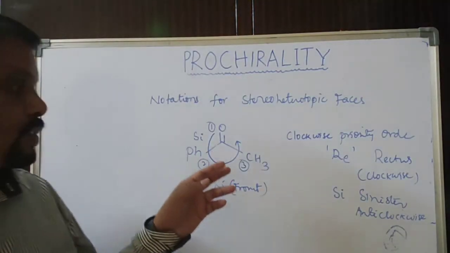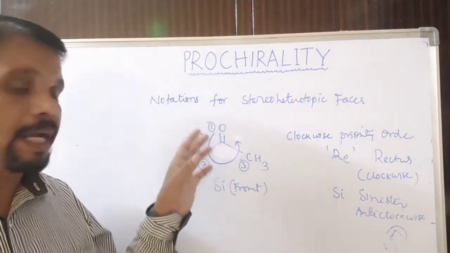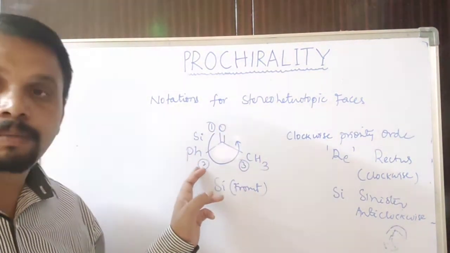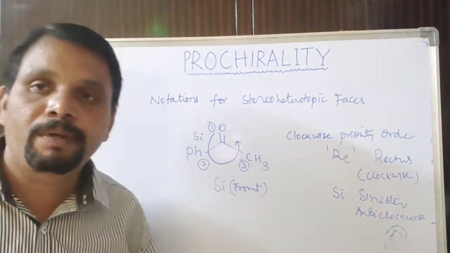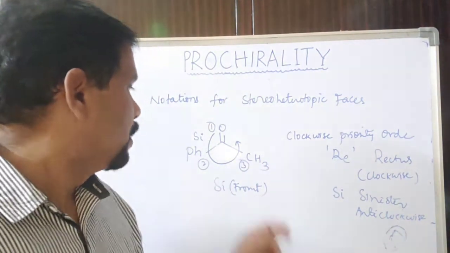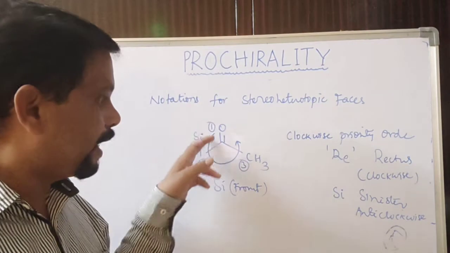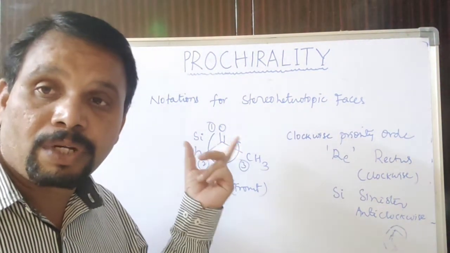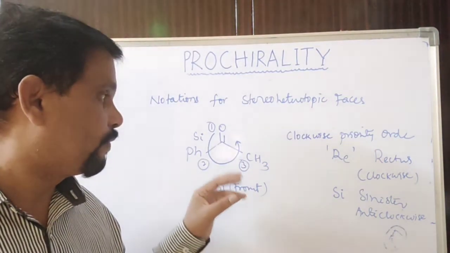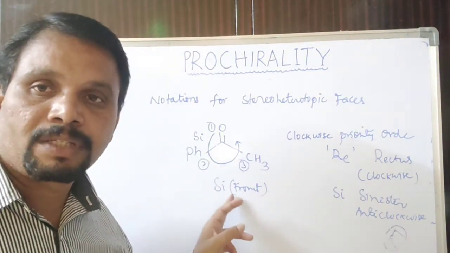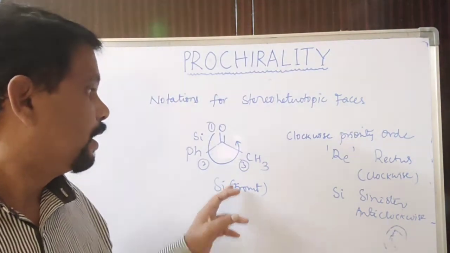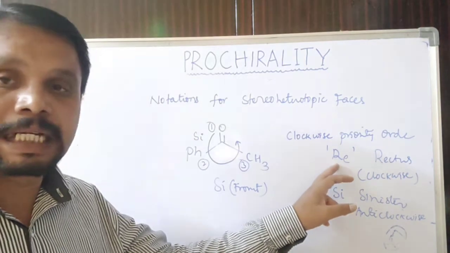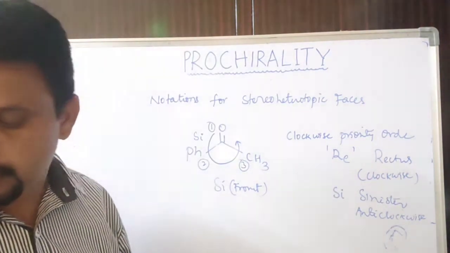Okay, so first you need to give priorities. Oxygen gets first priority, phenyl group gets second priority, and methyl group gets third priority. So if you connect this priority order with an arrow mark, if you get anti-clockwise rotation, then that front is Si phase, Si. If it is clockwise rotation, that is Re phase, Re, rectus, that means clockwise.